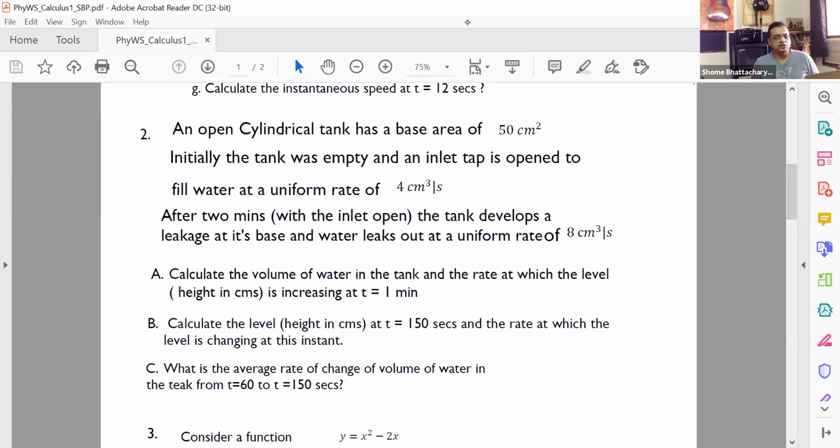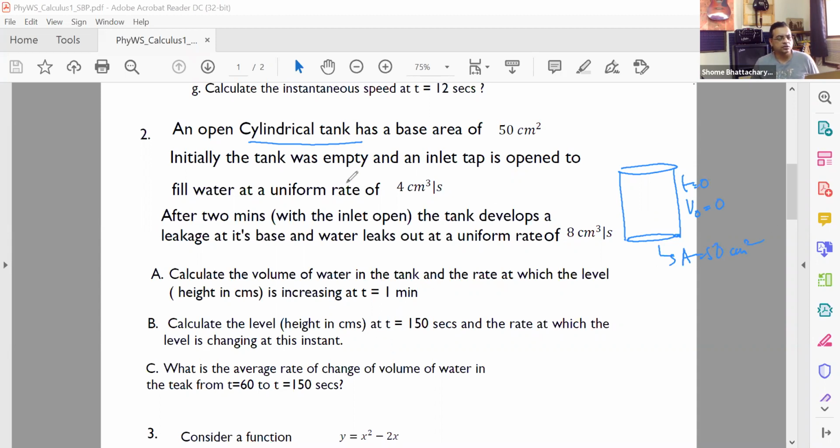Okay, so this is now just an example where we are using a different physics parameter rather than speed and distance and time to understand rate of change. We have an open cylindrical tank. Let's say this is our tank. Initially it is empty, so the volume of liquid at t equal to 0, let's say V naught, is 0, but it has a base area of 50 centimeters square.